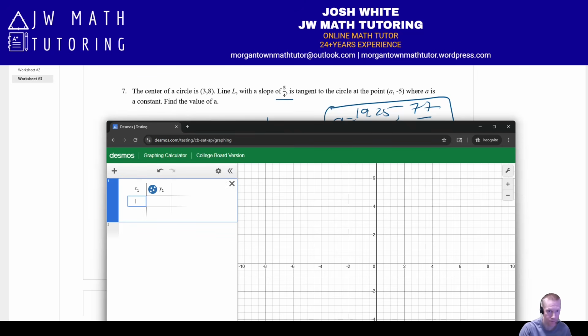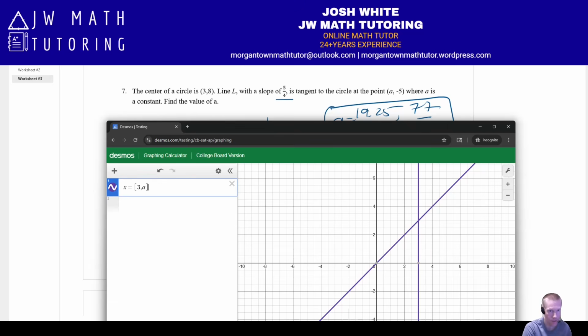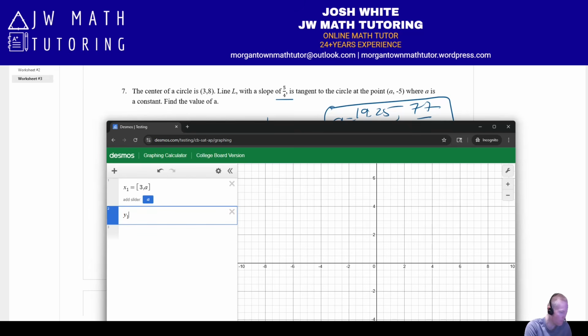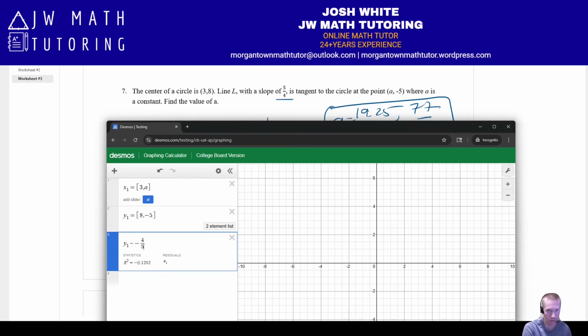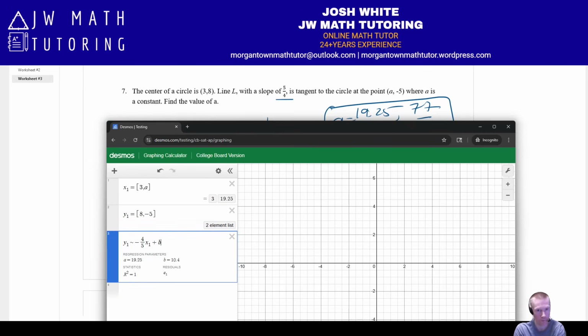Okay, so then I would enter in my 2 points, 3 comma a. Those are the two x coordinates. I'm going to enter them in a list. I'll explain why in a second. And then I would enter 8 comma negative 5. Those are my two y coordinates. And then I would do a regression of y1 tilde. Now I have to know that the slope is negative 4/5 x1 plus b. All right, yep, and right here. This is how you would do it all in one step.